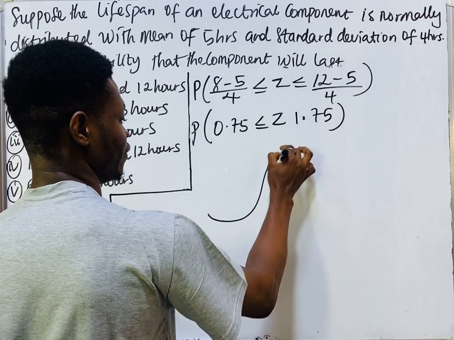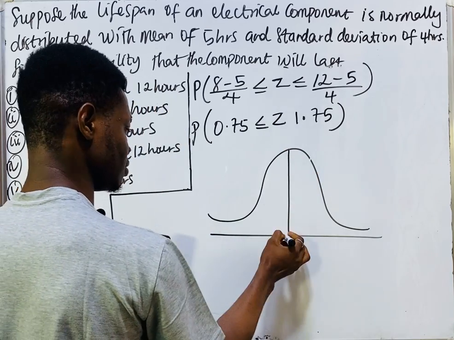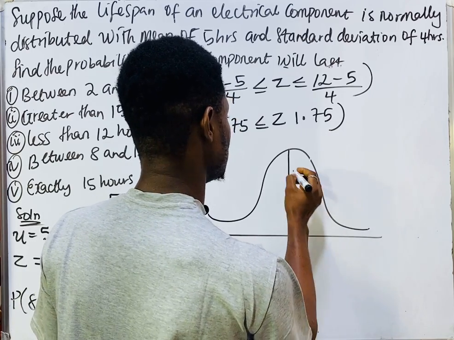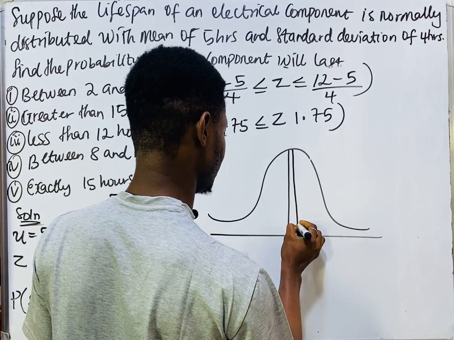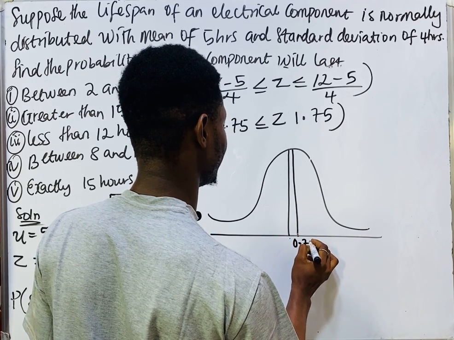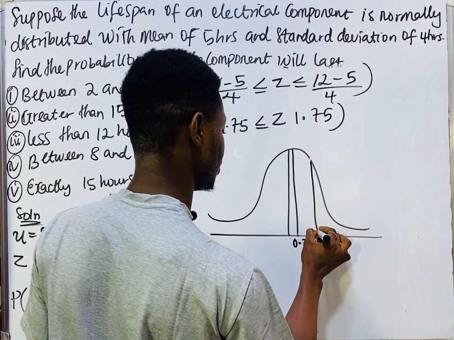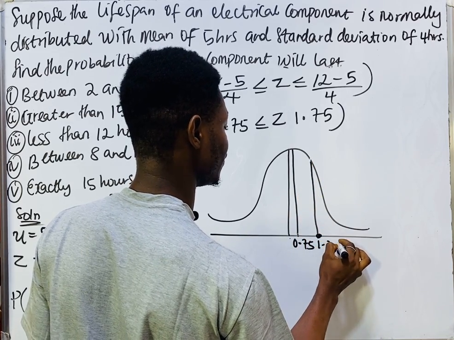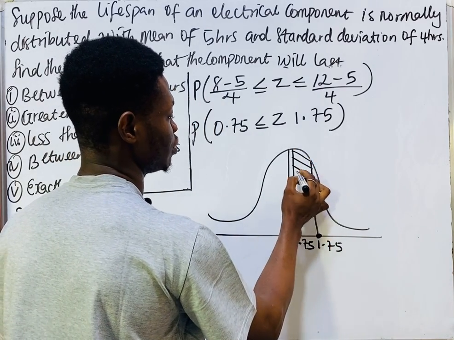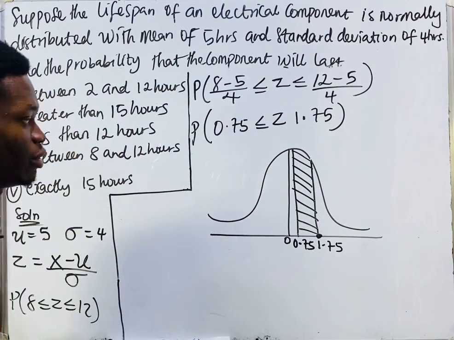So let's represent this. We have our curve that is symmetric, right? 0.75 will be somewhere here. Then 1.75 will be somewhere here. These are 0. So this place is where we are looking for. This is the area we are looking for.